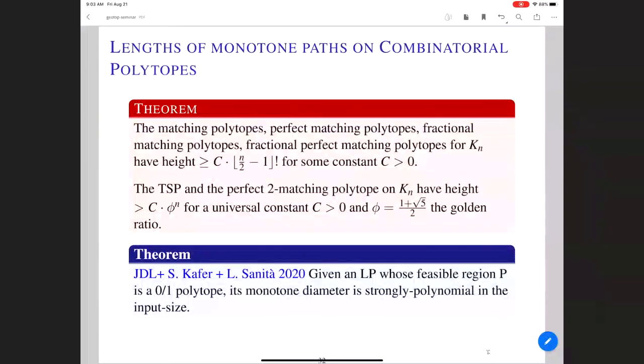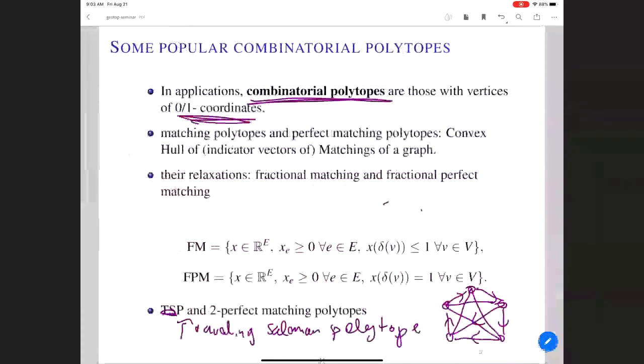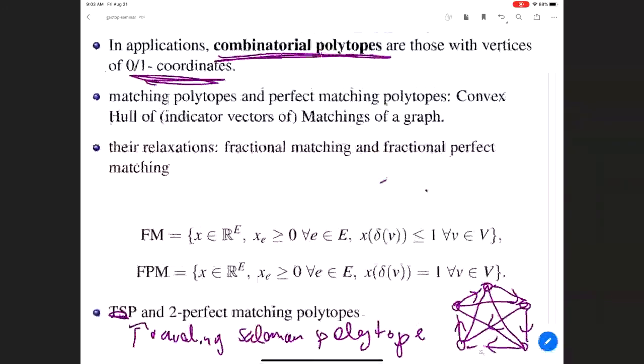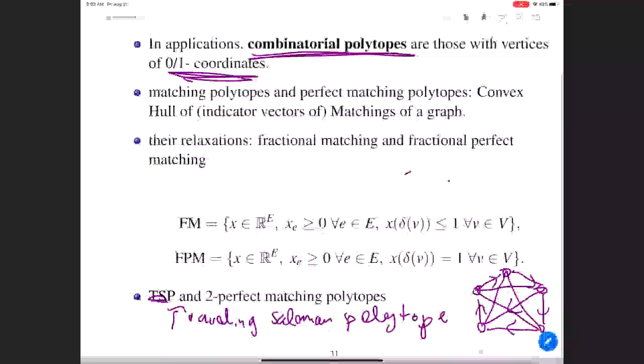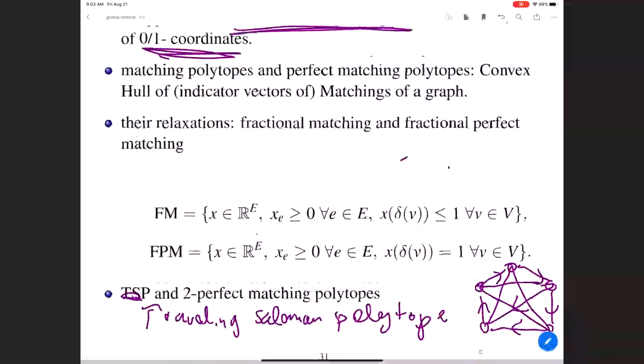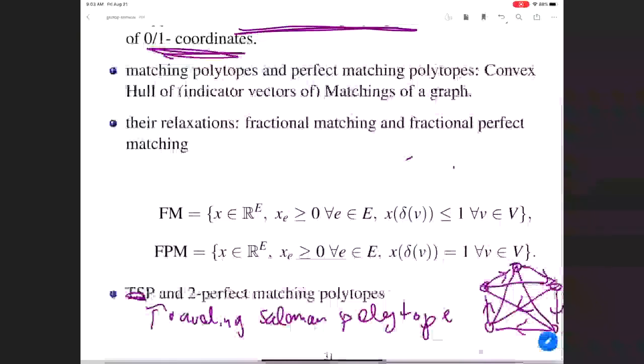So let me go back to the specific polytope. This is a linear relaxation. This is a fractional matching polytope right here, right? So for this polytope, I know this is a fractional polytope. This is not a 0-1 polytope.